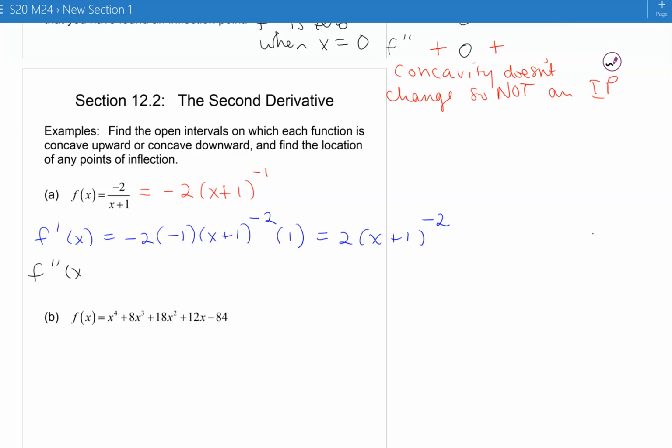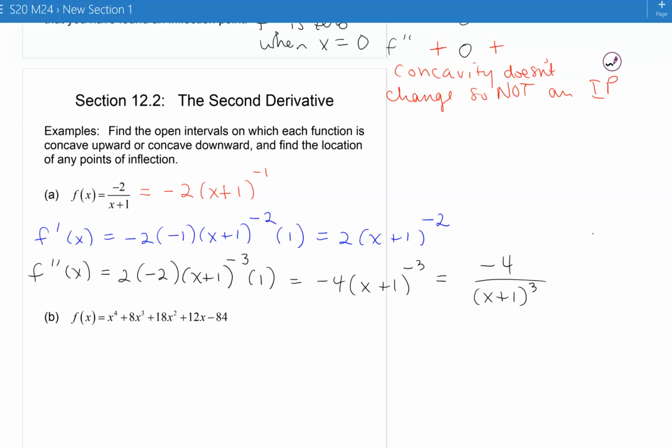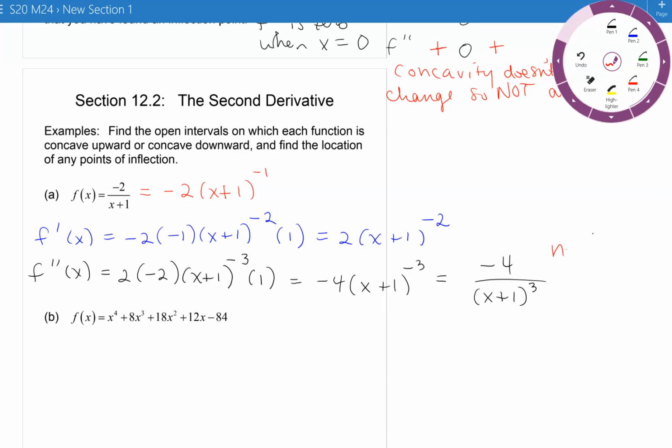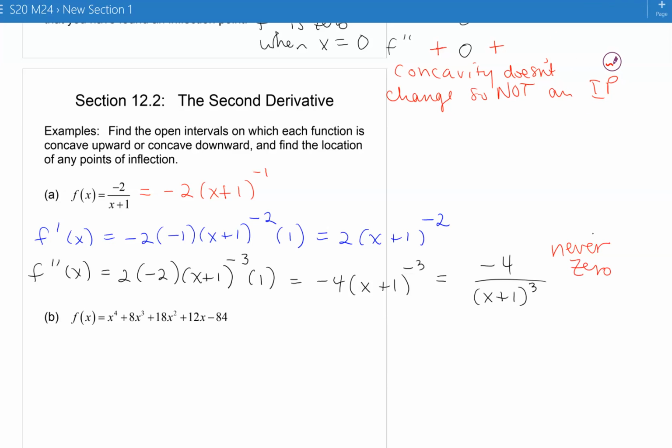So now I need the second derivative. And it's going to be 2 times -2 times (x plus 1) to the new power of -3 times the derivative of the inside, which is 1. So that's going to be -4 (x plus 1) to the -3, and then I'm going to write it without a negative exponent. Okay, so this second derivative is never 0. It has a -4 in the numerator, and only numerators make fractions 0, so this is never 0.